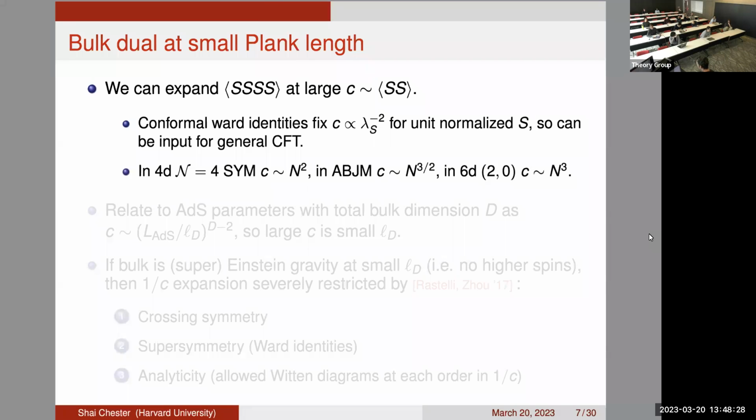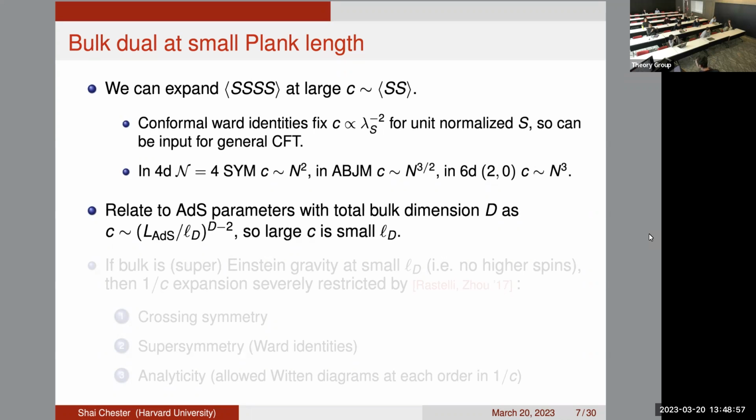From the gravity perspective, and also from the CFT perspective, C also counts the number of degrees of freedom in a given theory. That's why it's useful to consider an expansion in this parameter, because it's basically proportional to N. For instance, for N=4 super Yang-Mills, C goes like N squared. In ABJM theory, it goes like N to the 3/2, and the 6d (2,0) theory goes like N cubed. And so the large N expansion is basically the large C expansion, except C is the more natural parameter, which is why we're going to be discussing large C in this.